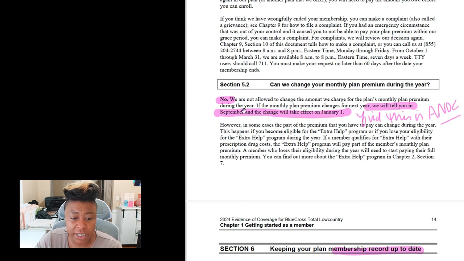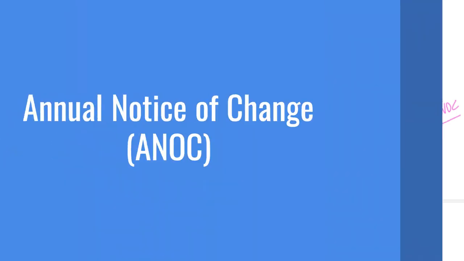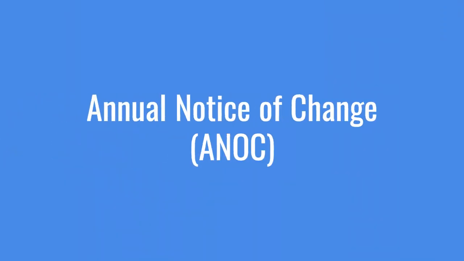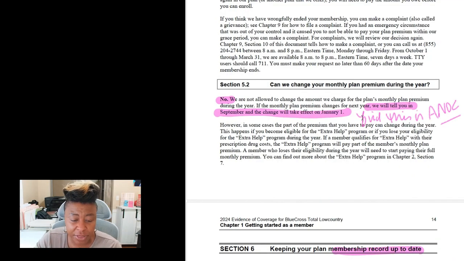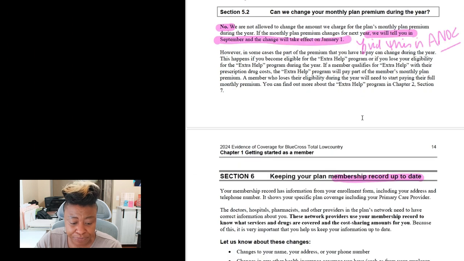And it says we will tell you in September if the premium is going to change for the next year, and we have to let you know that in September, and the change will take place January the 1st. And I have a call out here that you can find this information in the ANOC, which is the annual notice of change. The change in premium year over year is a key component of the ANOC, or annual notice of change, that plans must have out by September the 30th before annual enrollment period for the next year.